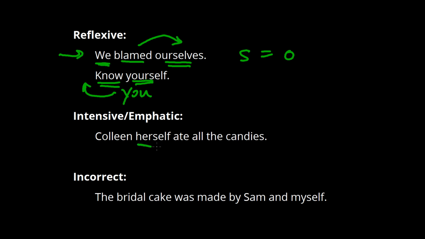So in this case, herself is not the object of the verb, so ate is the verb, and she's not eating herself. Instead, there's a little bit more emphasis on the subject. So we could have left herself out. We could have said Colleen ate all the candies, but we really want to put the blame on Colleen, so we say Colleen herself. And so that adds a little bit of emphasis, intensifies things just a little bit.